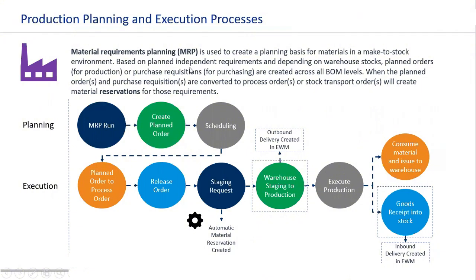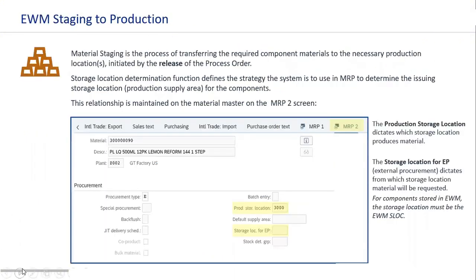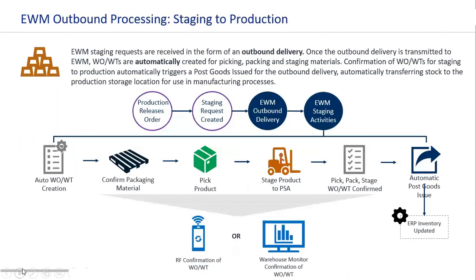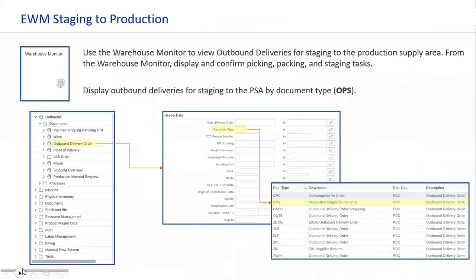So this is just a bit about MRP. MRP is used to create a planning basis for materials in a make-to-stock environment based on planned independent requirements, and depending on warehouse stocks, planned orders or purchase requisitions are created across all BOM levels. When the planned orders and purchase requisitions are converted to process orders or stock transfer orders, they will create material reservations for those requirements. In fact, I don't think these ones are really relevant because these have gone past the PMR bit now, so I'll skip over these.